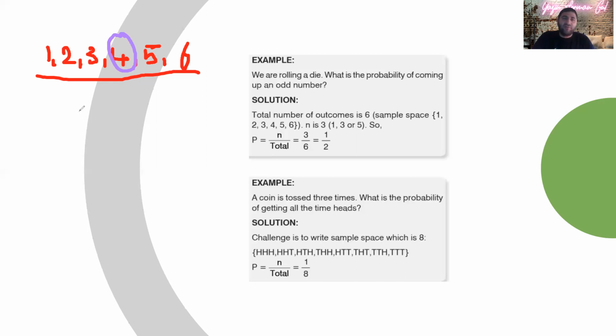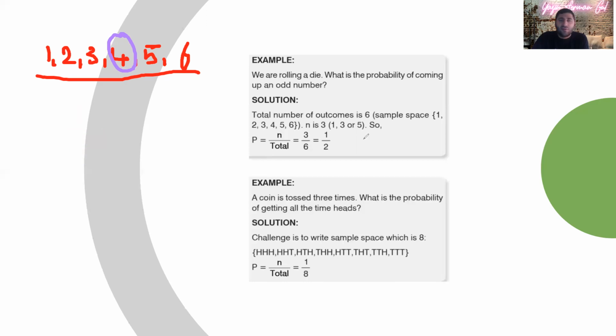So how many favorable outcomes do I have here? There's only one number 4 here, right? So it's going to be 1 over 6, meaning there is only one number 4 out of all these 6 numbers. That's why the probability that this die will stand on number 4 is 1 over 6. Okay, right. Then let's do the question like how it's asking the question.